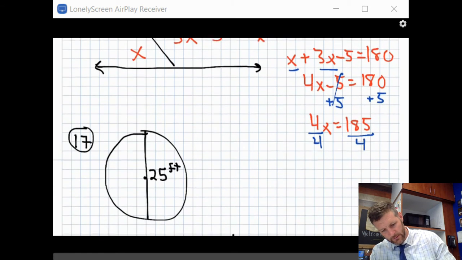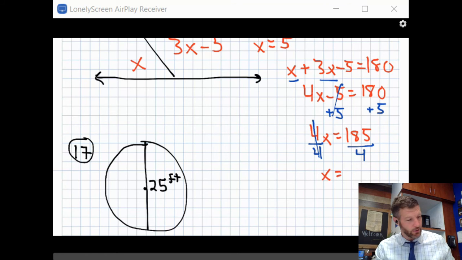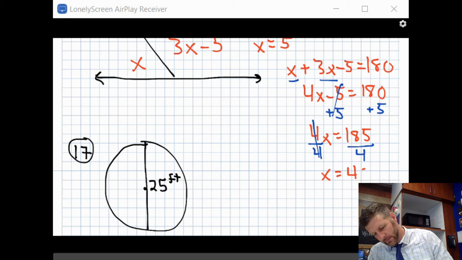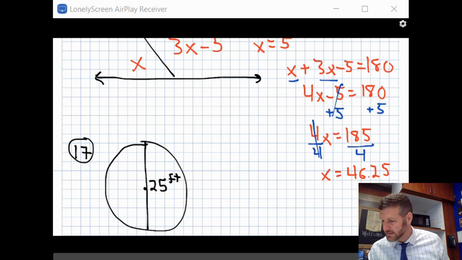Cross those out. So x is equal to, and we can do that on a calculator. I'm going to double check to make sure I got the right number here. 185 divided by 4 is 46.25. I could do that long division, but I'm not really worried about you practicing your long division in this class. So x is 46.25. What are they asking us to find?